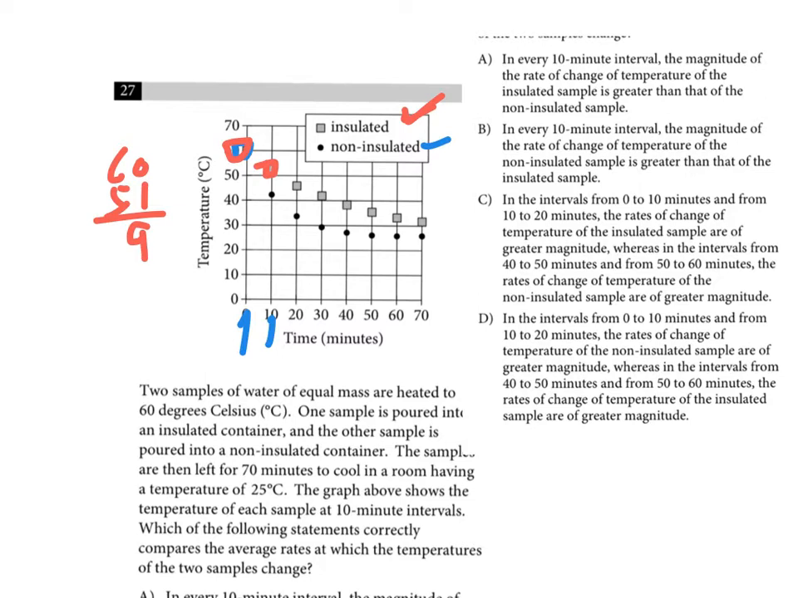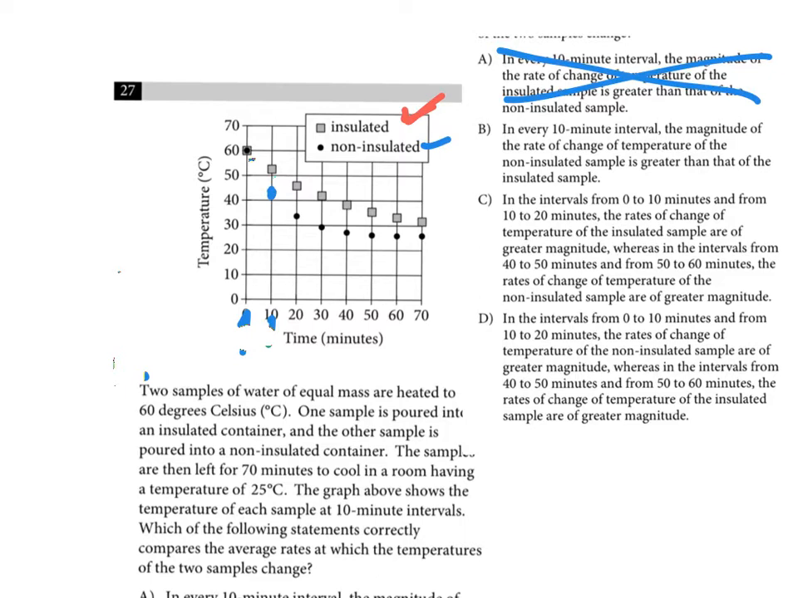So it says in every 10-minute interval, the magnitude for the insulated is greater than that of the non-insulated. Well, look at the non-insulated. At 0 minutes, that's also 60. The non-insulated is down to about 41, 42. So that would mean the non-insulated would have a greater rate of change than the insulated. Letter A says the direct opposite. So letter A is not going to be correct.